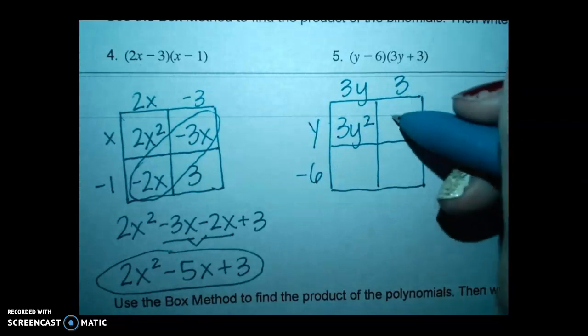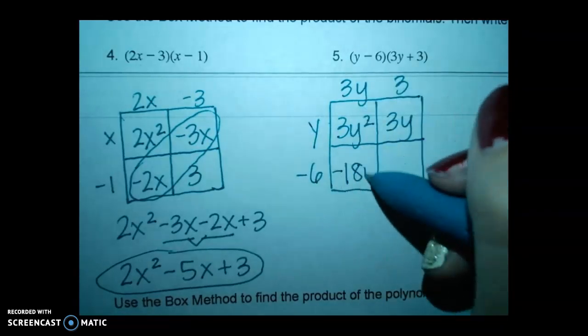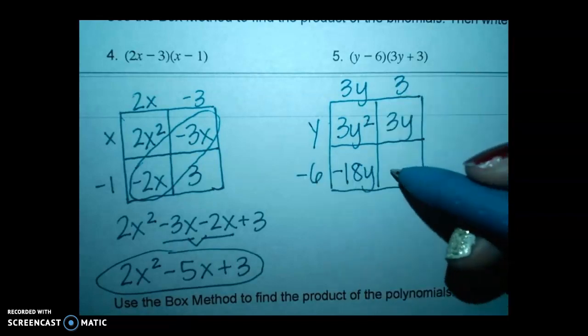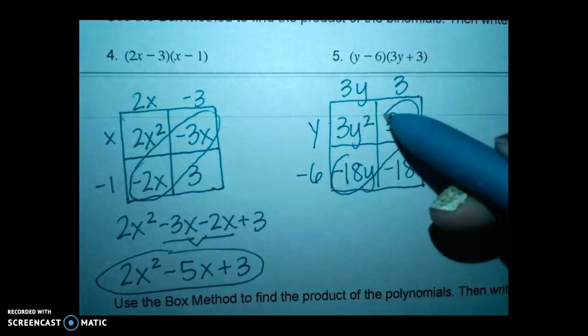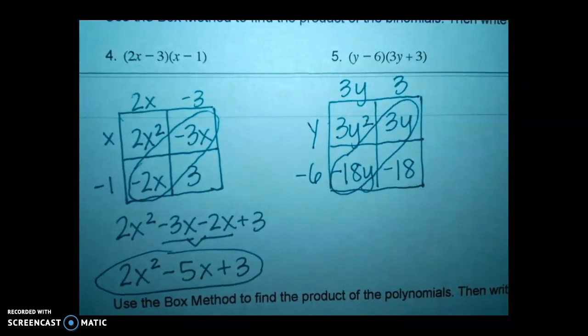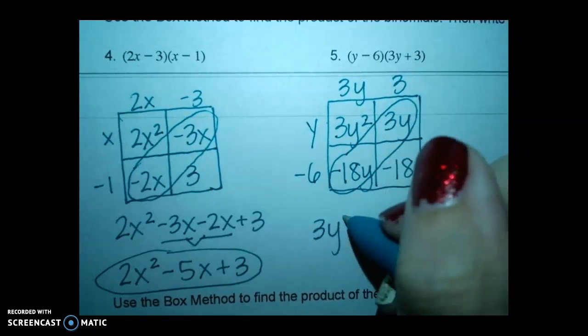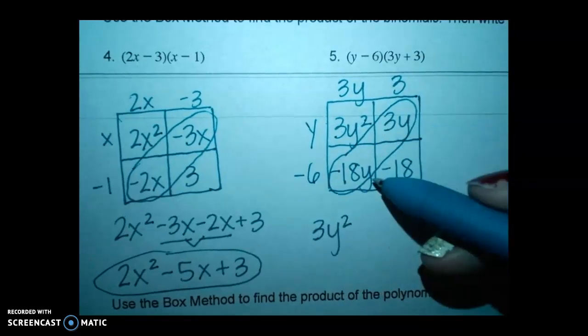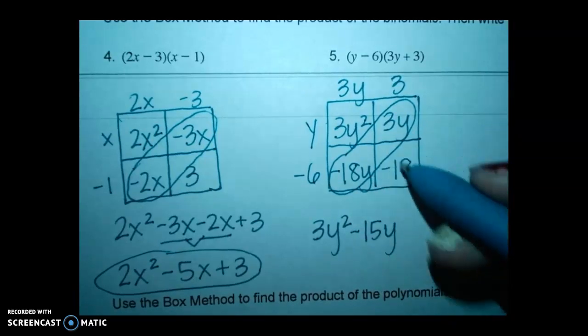Y times 3 is 3y. Negative 6 times 3y is negative 18y. And negative 6 times 3 is negative 18. I'm going to go ahead and take a look at my like terms, and then I'm going to write my answer left to right. So 3y squared, these two combined is negative 15y, and negative 18.